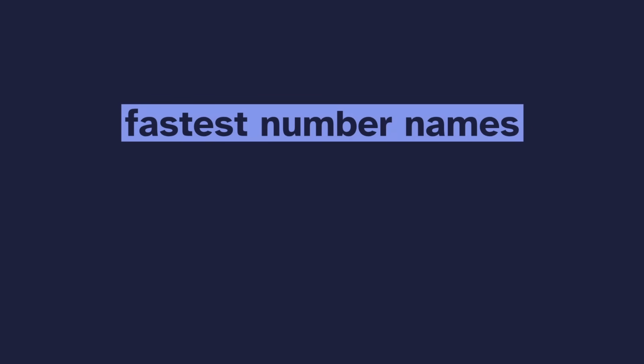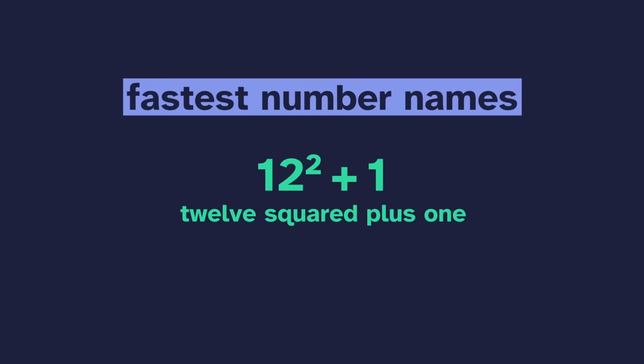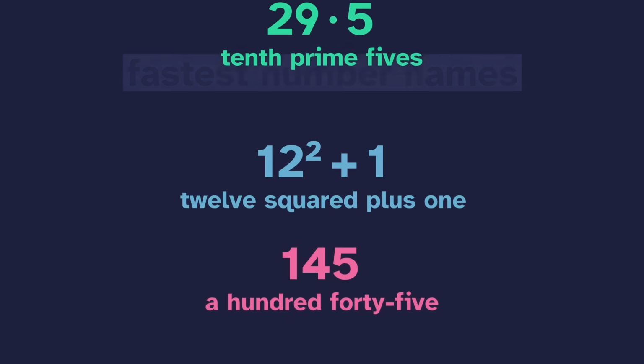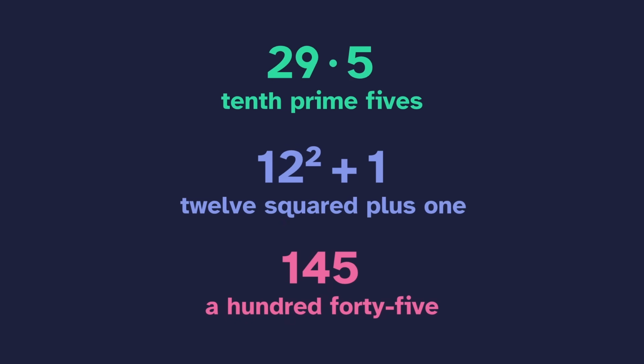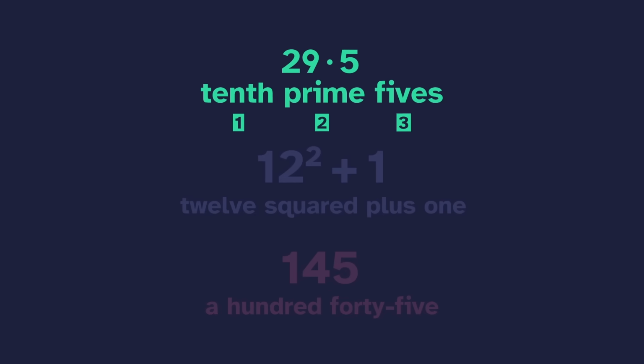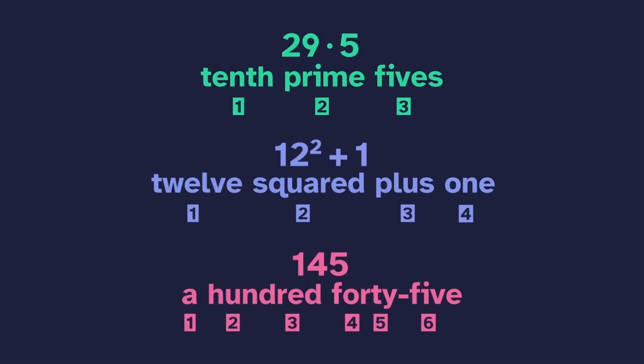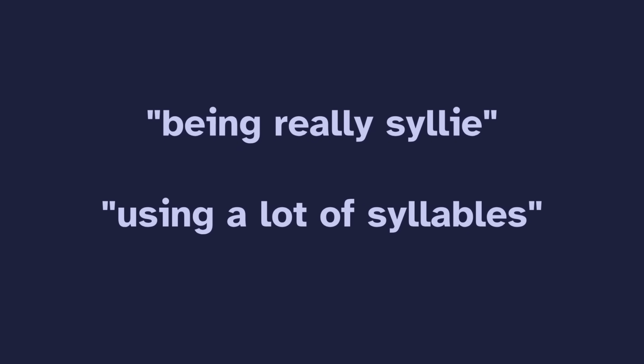Hey, remember that video we made about the fastest number names? Yeah, when you told me that we should say things like 12 squared plus 1 instead of 145. Yeah, sorry about that. I was being really silly. Now I know that we should be saying 10th prime fives. Oh no. 10th prime fives only has 3 sillies. That's fewer than the 4 and 6 from before. So when you apologize for being really silly, you meant for using a lot of syllables?